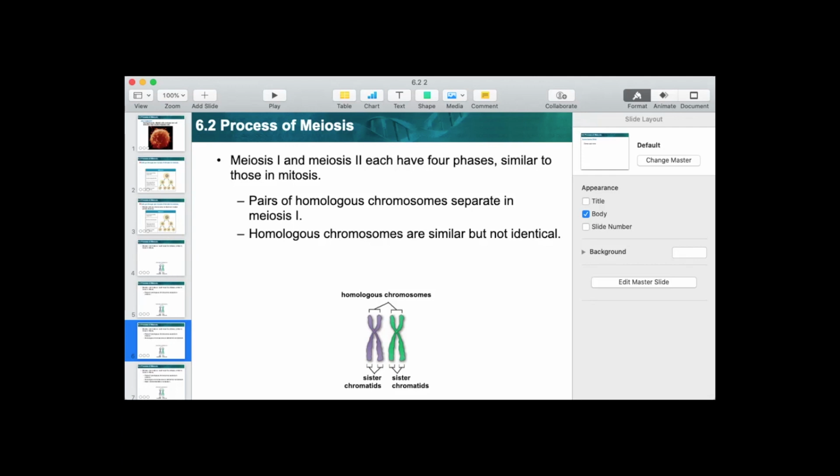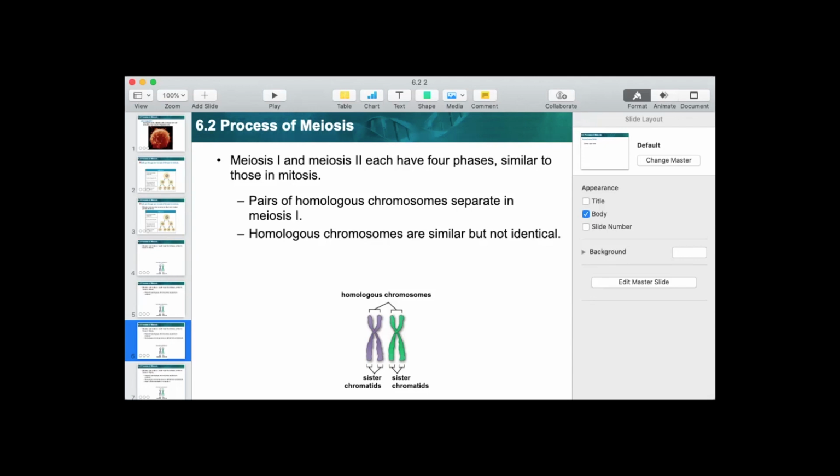And then you can see right here that there's still duplicated chromosomes. So they're still X-shaped at that point, but you went from having 4 in this cell to having 2 in each cell. Does everybody have those down? Top 2 bullet points? Okay.